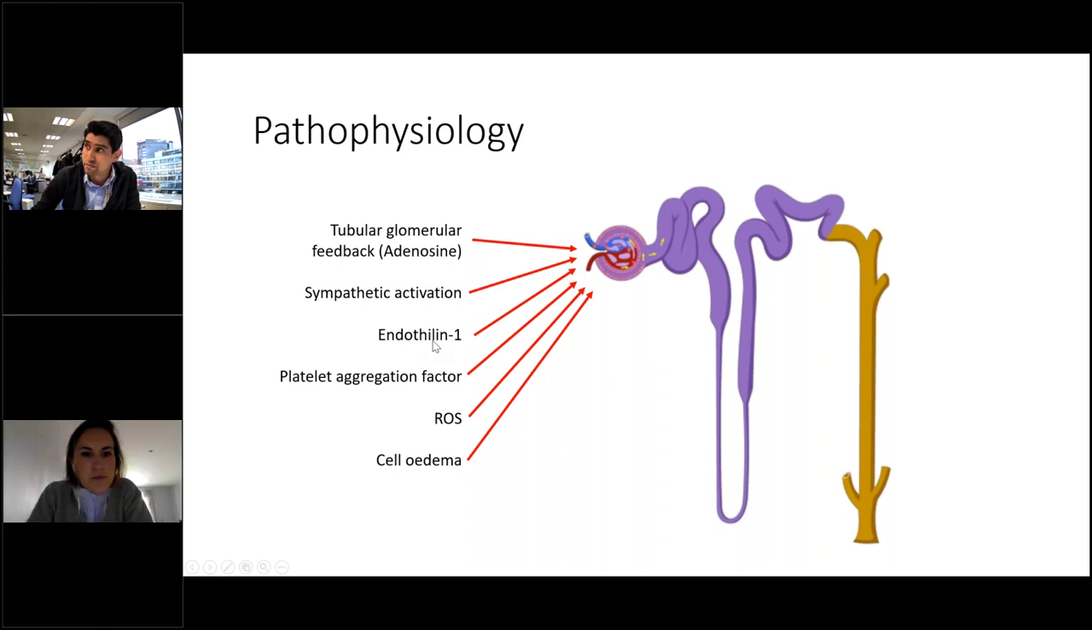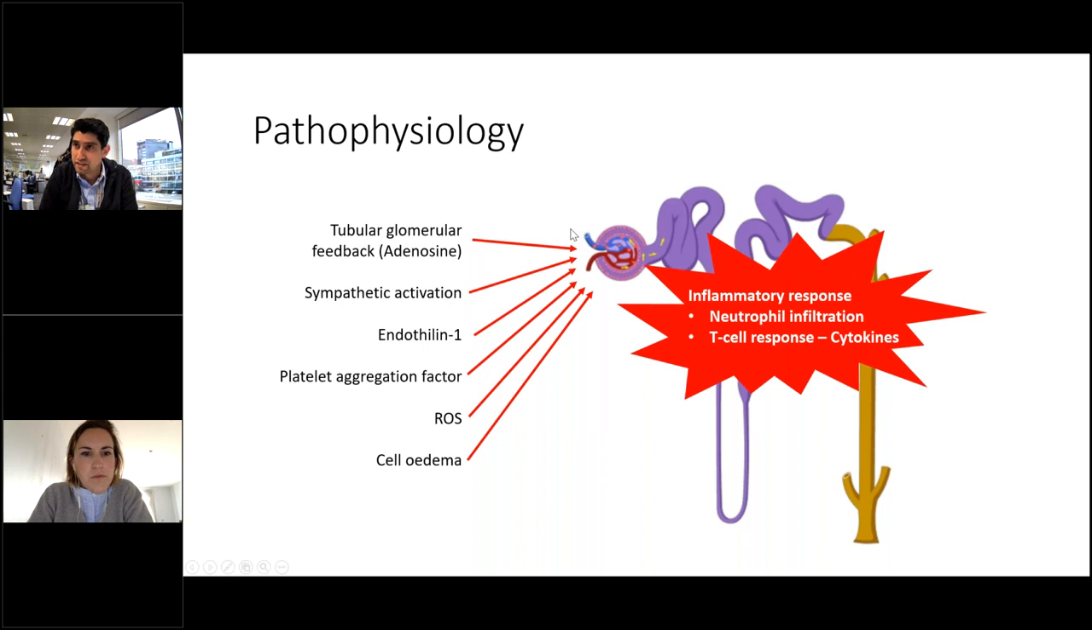Endothelin 1 is released during an inflammatory process. Other inflammatory processes release platelet aggregation factor and reactive oxygen species, and just generalized cell edema can result, all in a reduction in your glomerular filtration rate, usually through constriction of the efferent arteriole, which is the outflow of your glomerulus. And then all of that can lead on to a cascade of things that happen, including inflammatory responses. You get neutrophil infiltration of your interstitium, and you get a T-cell response and severe cytokine release, which can cause a worsening feedback loop of increasing inflammation and worsening tubular dysfunction, and reduction in your glomerular filtration rate.